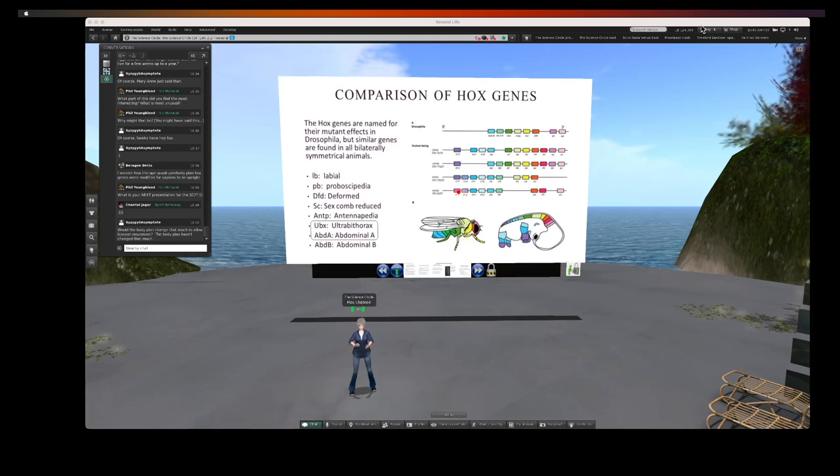So in answer to Syzygy's question, possibly. I think that it might have led to some muscular changes that would have led to bipedal movement.